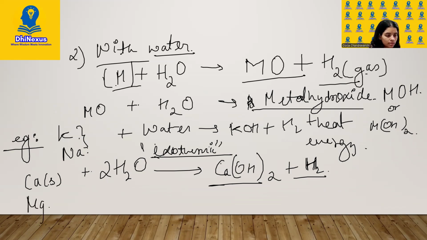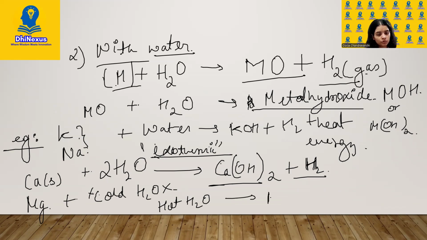Then magnesium, and it does not react with cold water. Cold water, no reaction. But it reacts with hot water. And what do we get? Mg(OH)2, along with hydrogen. And it also starts floating due to the formation of bubbles of hydrogen gas which stick to the surface of the metal.